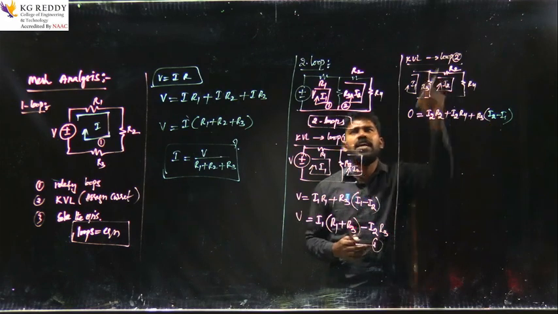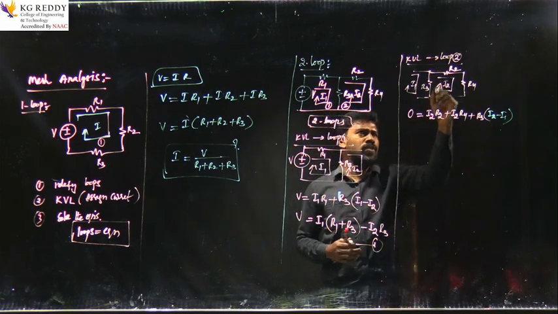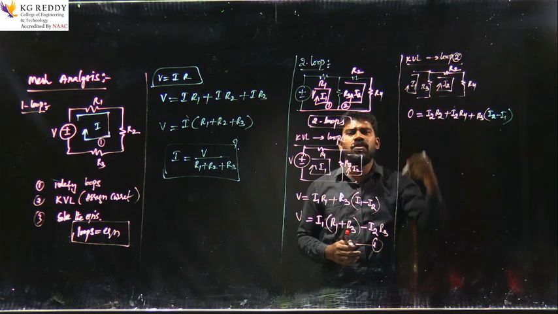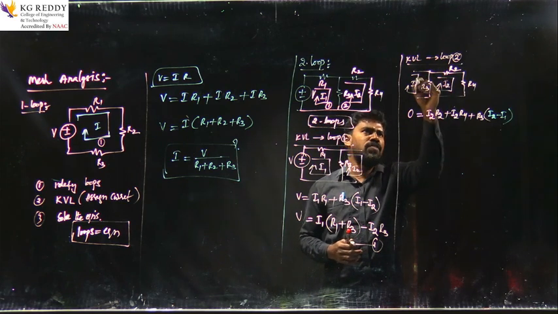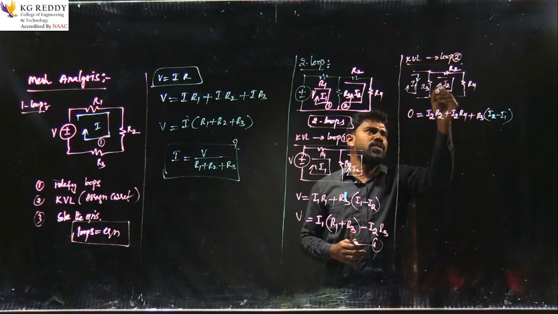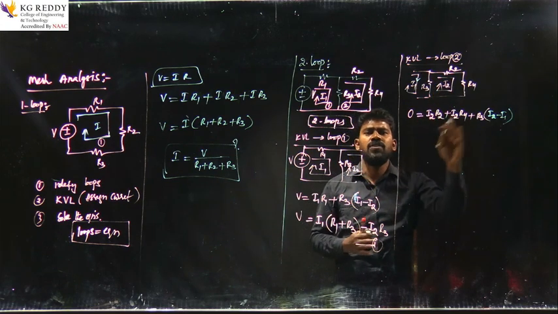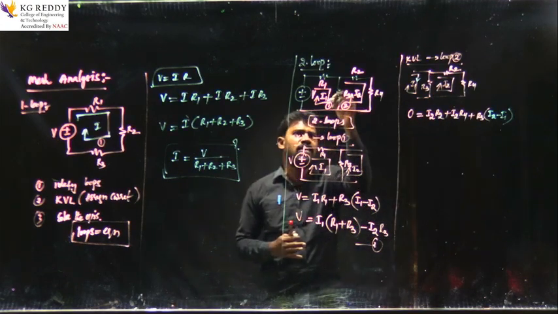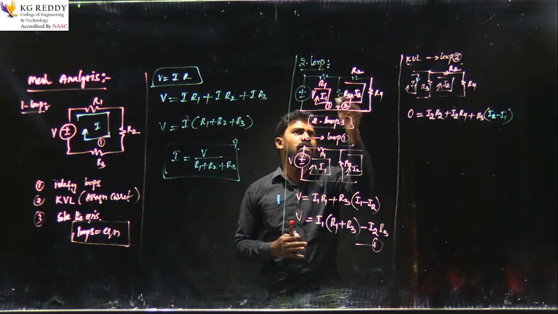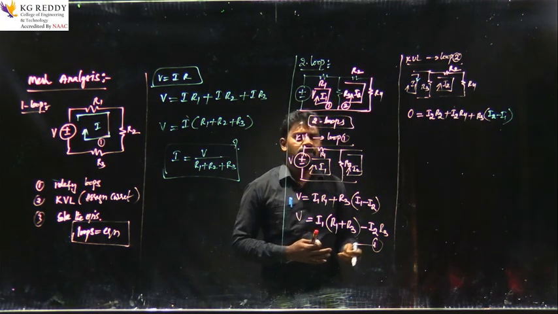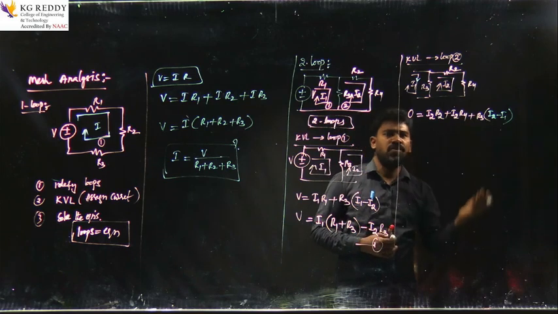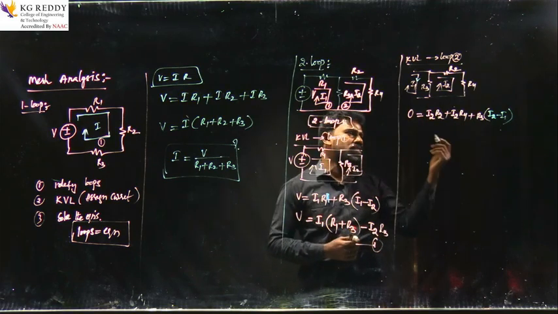Otherwise, you can think of the direction also. This I2 is in the upward direction, I1 is in the downward direction. Both are opposite, so I2 minus I1. Here also I1 is downward and I2 is upward, so I1 minus I2. Okay, you can take either the direction or higher value minus lower value, you can consider either of these two.